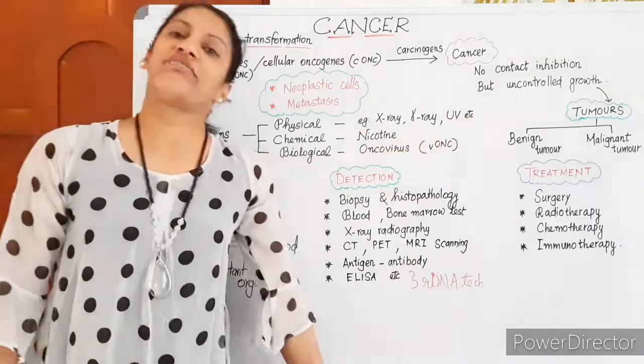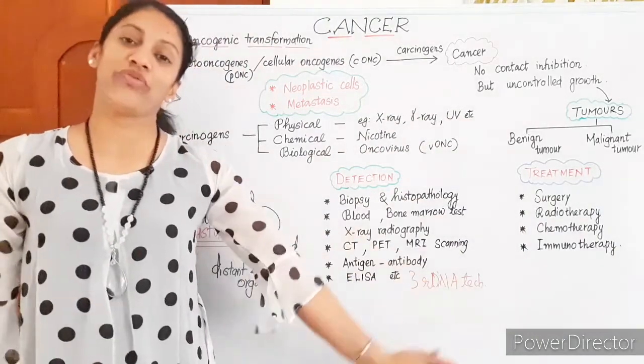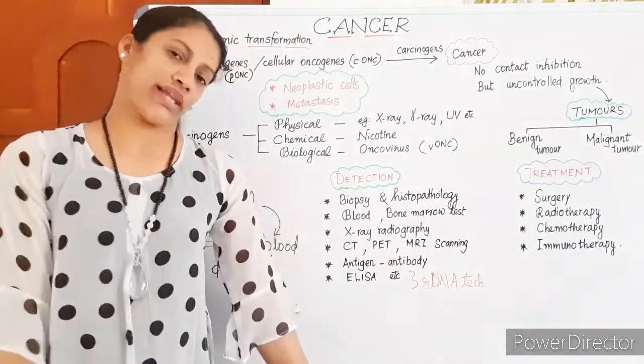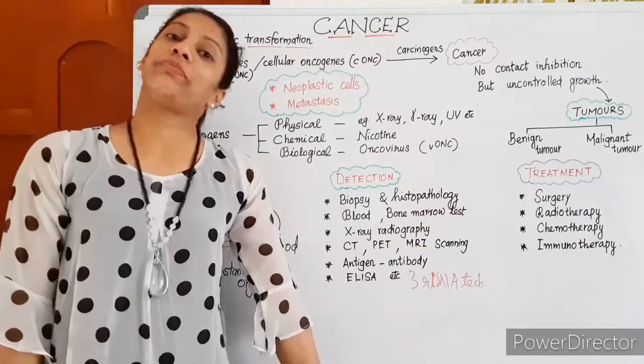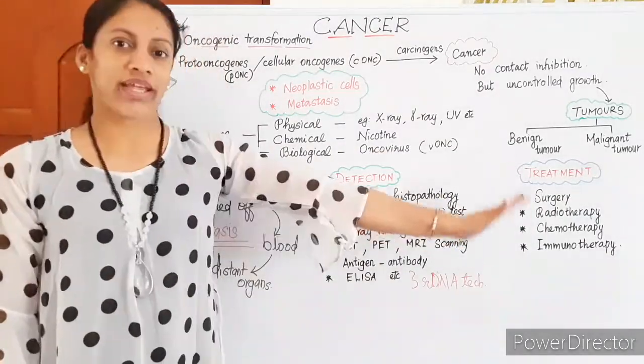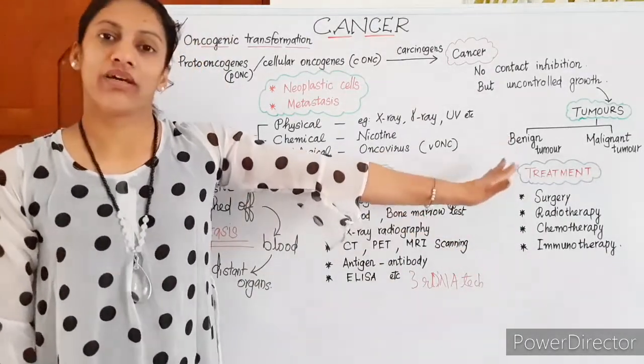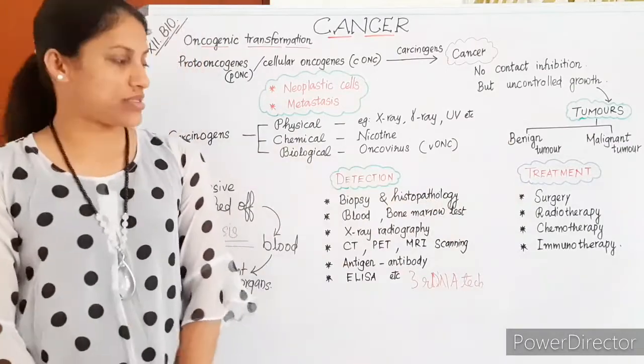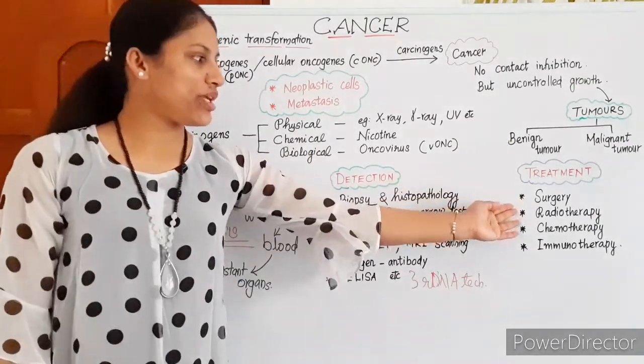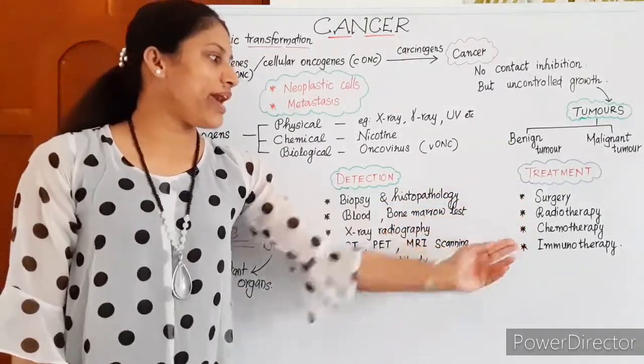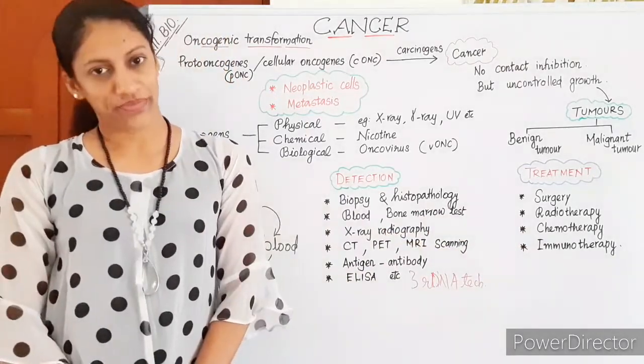Then about cancer treatment. All of you are familiar with the word chemo related to cancer. Then which are the common treatment strategies of cancer? Cancer can be treated by 4 major techniques: surgery, radiotherapy, chemotherapy and immunotherapy.